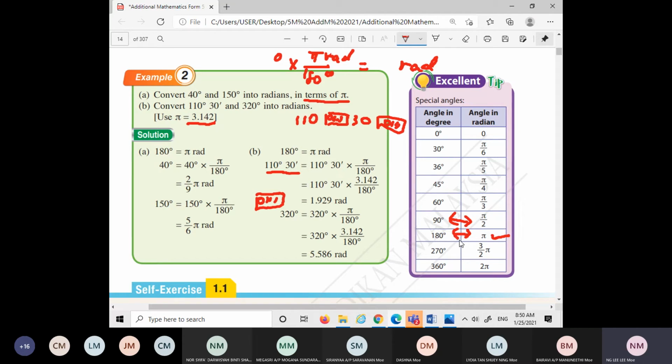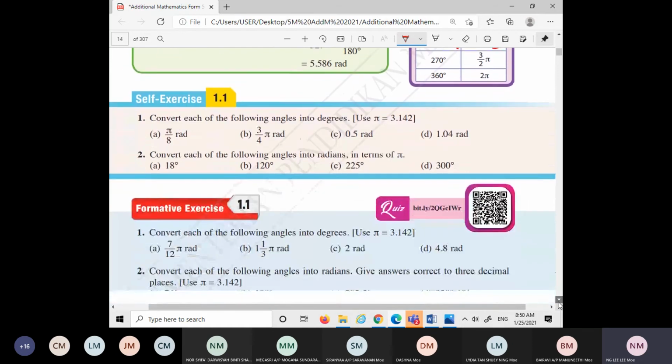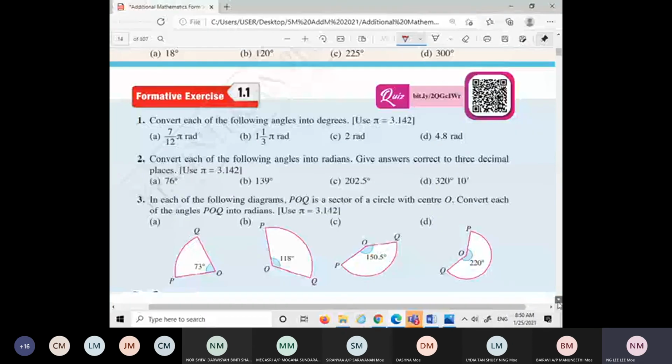Okay, I still have 10 more minutes. I go down a little bit. Okay, arc length. We look at arc length. You look at this diagram. Now we want to find arc length by using a formula.